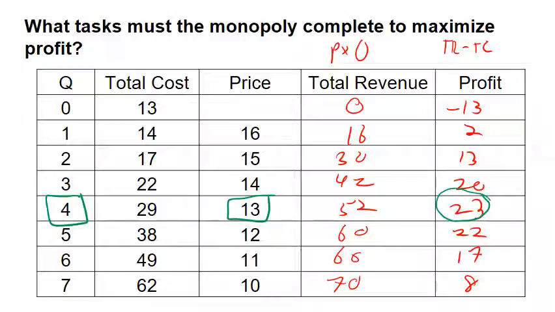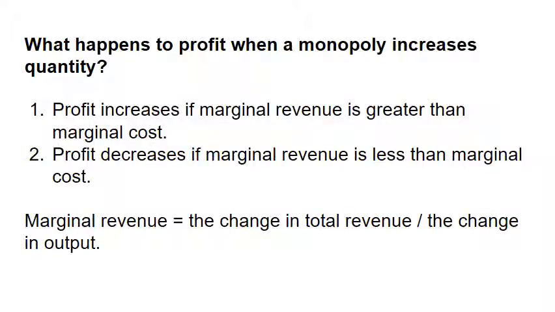maximum profit is 23. Now, let's talk a little bit more about what happens to profit when a monopoly increases quantity. Profit may rise or fall. Profit increases if marginal revenue is greater than marginal cost, and profit decreases if marginal revenue is less than marginal cost. Well, what's this thing called marginal revenue? It's a new term for you.